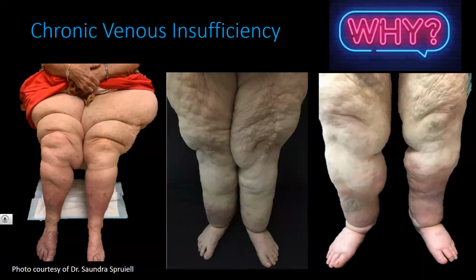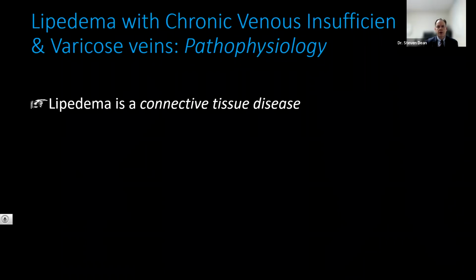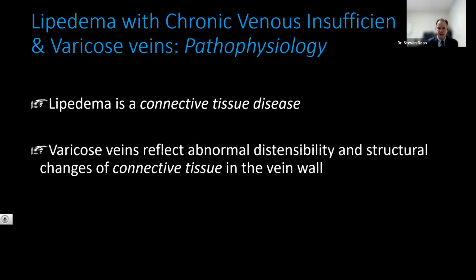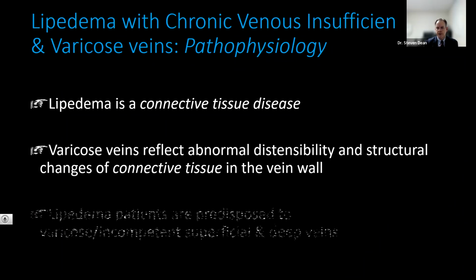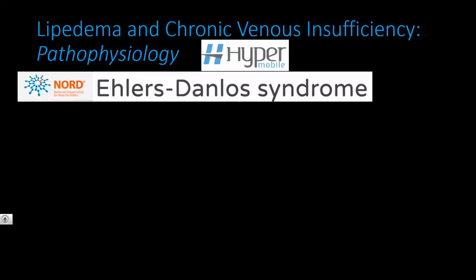And you have to ask the question, well, why are these patients with lipedema predisposed to chronic venous insufficiency? Now, here is the potential pathophysiology of why this link occurs. First of all, lipedema, as we've already referenced, is a connective tissue disease. We know that varicose veins reflect abnormal distensibility and structural changes of the connective tissue within the vein wall. And finally, we know that lipedema patients are predisposed to varicose and incompetent superficial and deep veins because of the associated defect in the connective tissues of the vein wall.